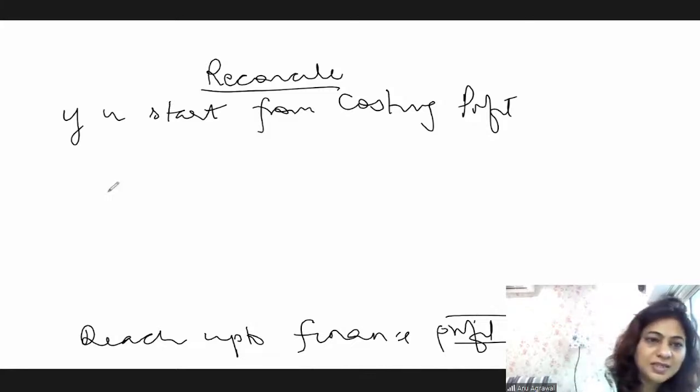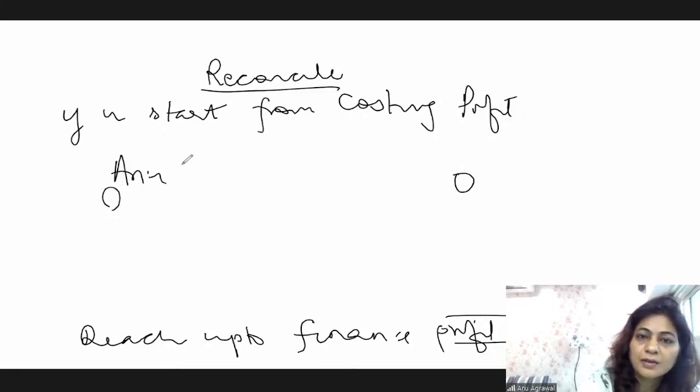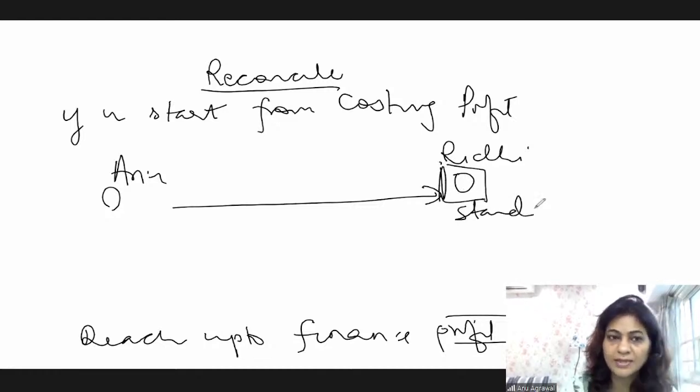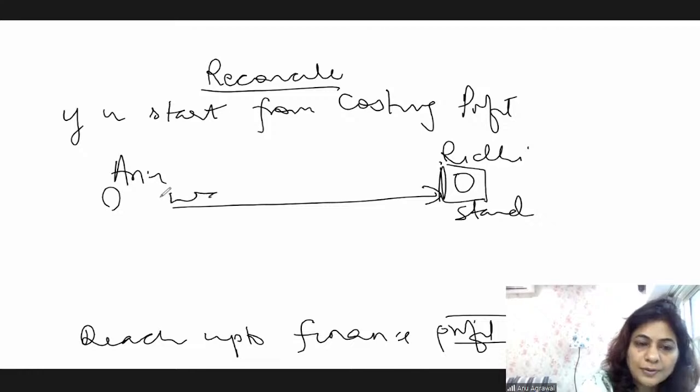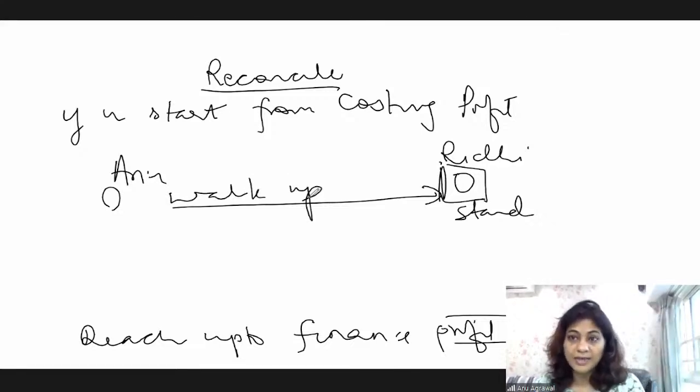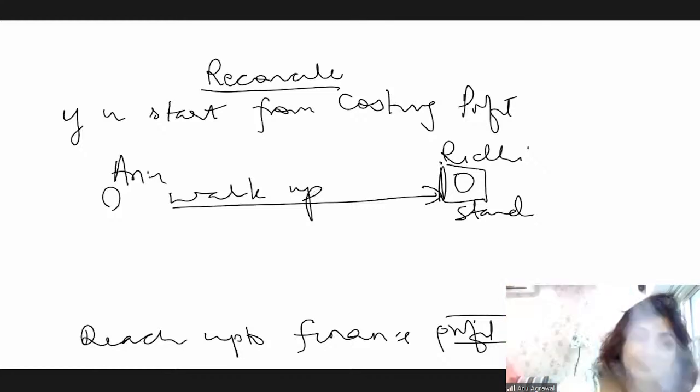Right. Imagine these are 2 points. Anu is here, Riddhi is here. Now Anu wants to reach up to Riddhi. Riddhi will not change. Riddhi will stand there only. Anu will walk up. Anu will try to do what Riddhi would have done. Am I very clear? So rule number 1.